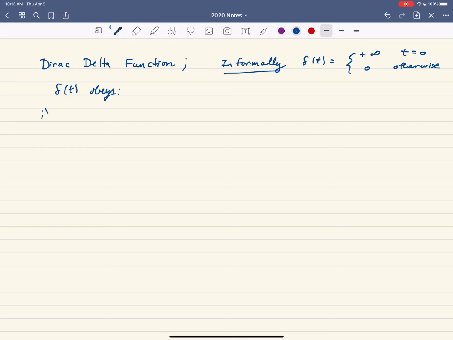The first is that if we integrate delta from negative infinity to infinity, I forgot my dt, we're going to get 1. Okay, that's a property of this delta distribution. The second property is that delta of t is going to be 0 if t is not equal to 0. So that's kind of built in here.